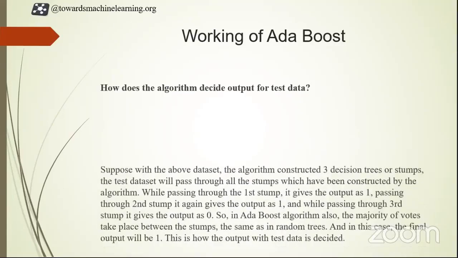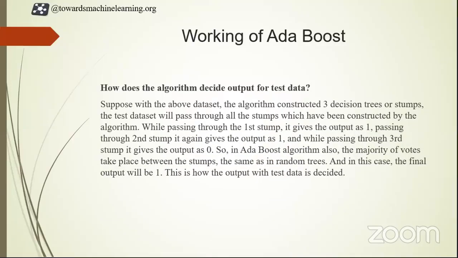So this is the answer. When you pass the test data to your trained AdaBoost algorithm, the records will pass through all the stumps. Let's say you have built three stumps; it will pass one by one through all of these three stumps. While passing through the first stump, let's say it gives the output as 1. The second stump gives the output as 1, and the third stump gives the output as 0. Again, wisdom of the crowd happens. Majority of votes.